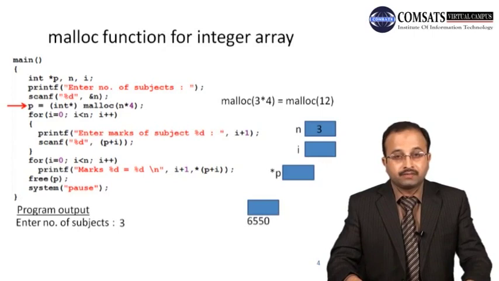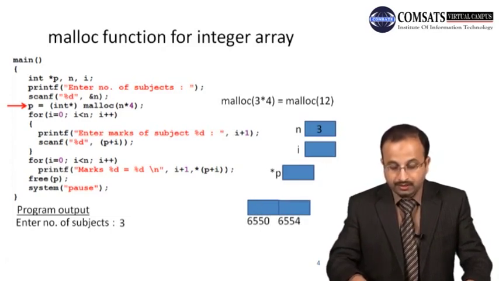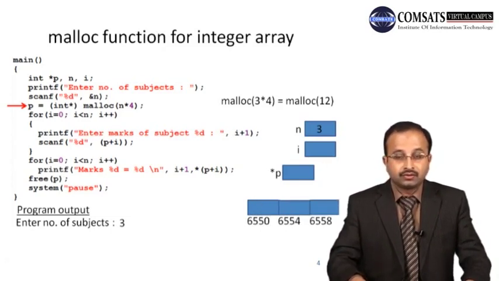3 elements each contain 4 byte of memory. This space will be allocated. So this space is for the first element, first integer, and that is composed of 4 byte of memory, second 4 byte and third 4 byte. So memory for 3 integers will be allocated in the memory, right?